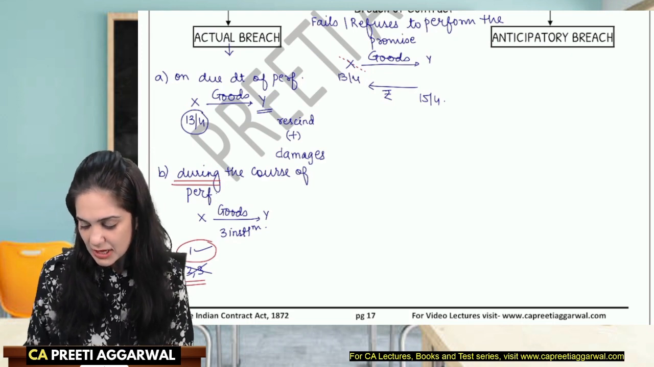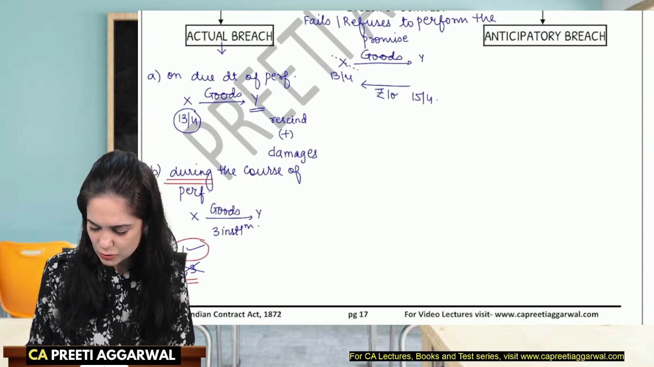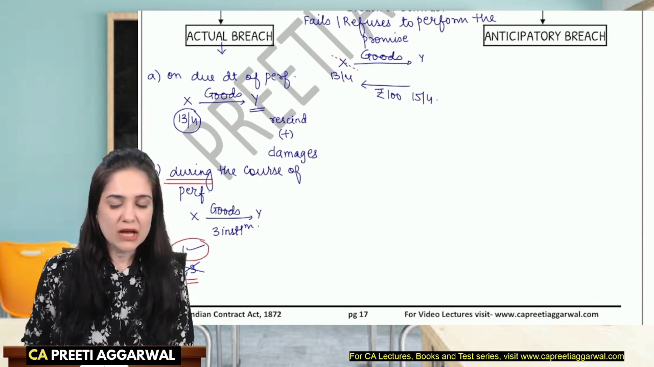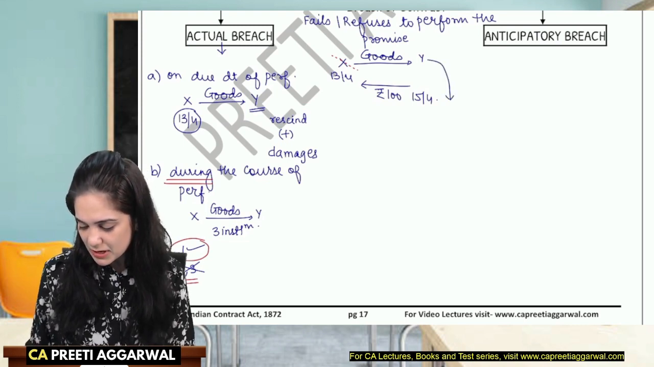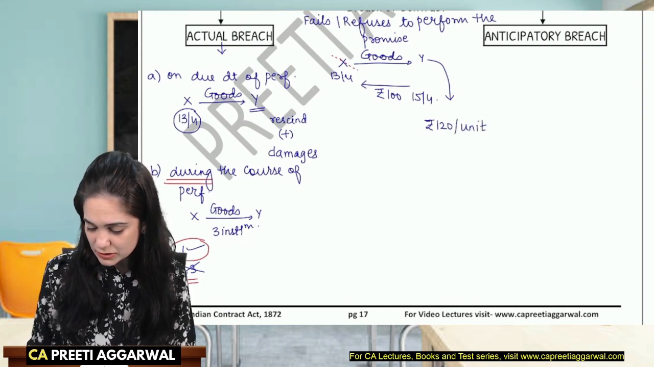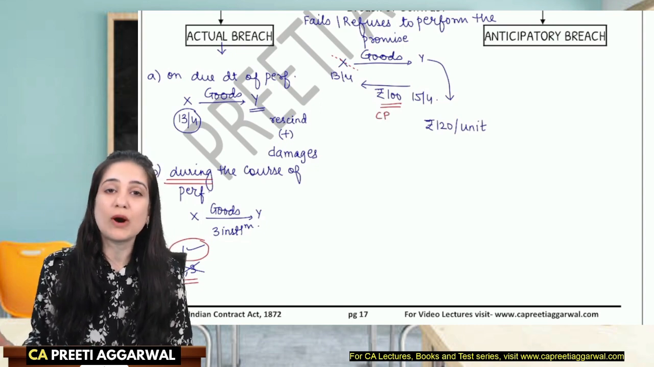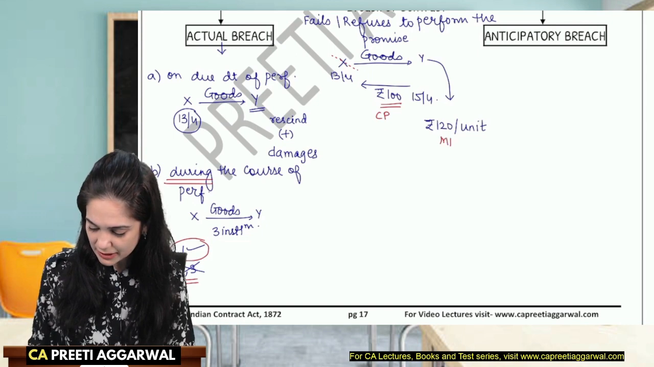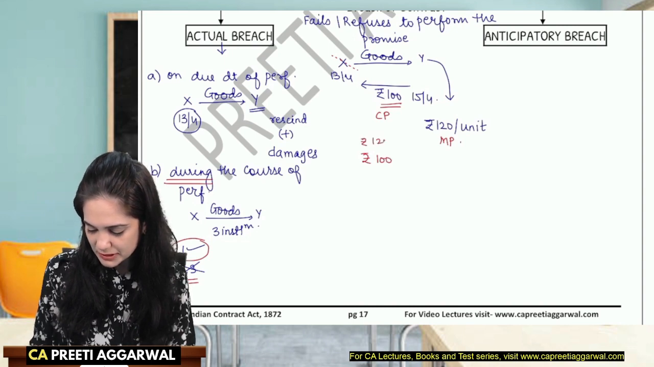Now, what are damages? Let's say, for example, that the contract price which they had agreed was 100 rupees. So Y was going to get the goods for 100 rupees. Now X refused to supply the goods. Y had to go to the market. In the market, the price increased to 120 rupees per unit. Now Y, instead of getting the goods at 100 rupees, which was the contract price, he ended up paying 120 rupees. Okay, this is the market price. So what will he say? That the goods which I was to get at 100 rupees, now I am getting at 120 rupees.